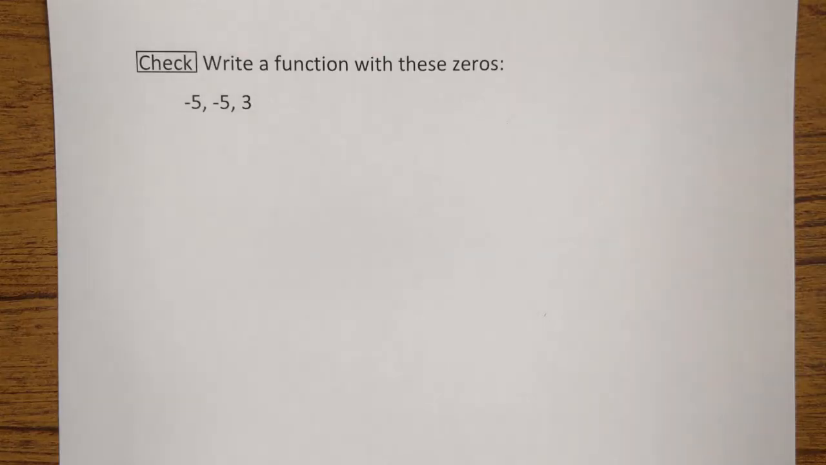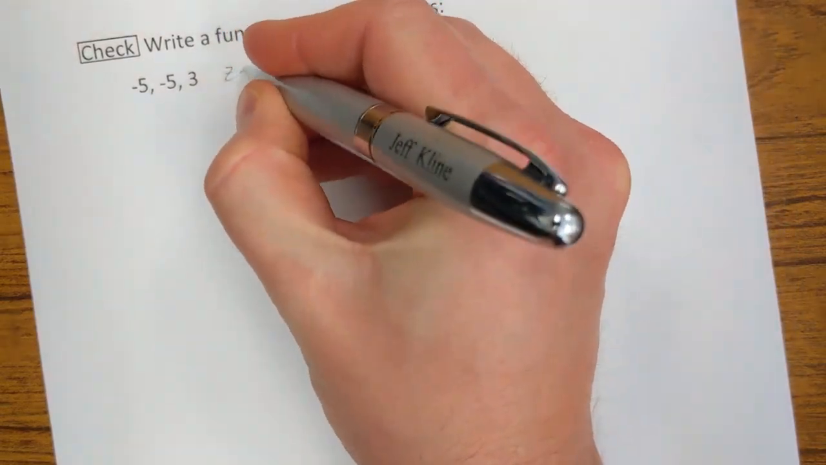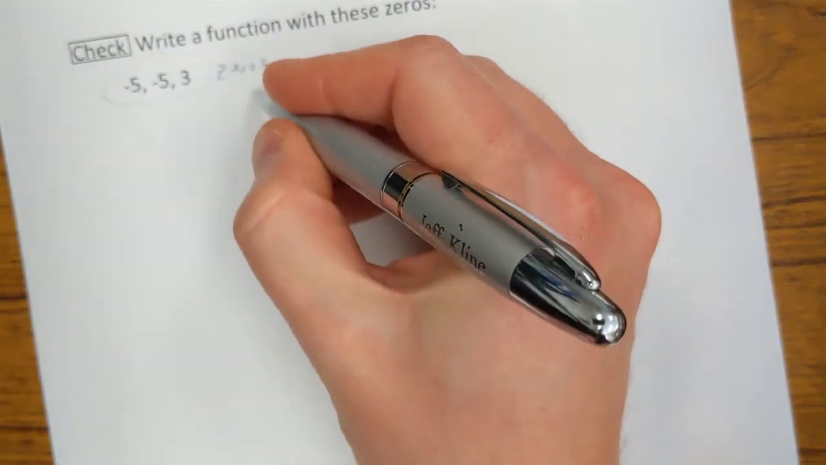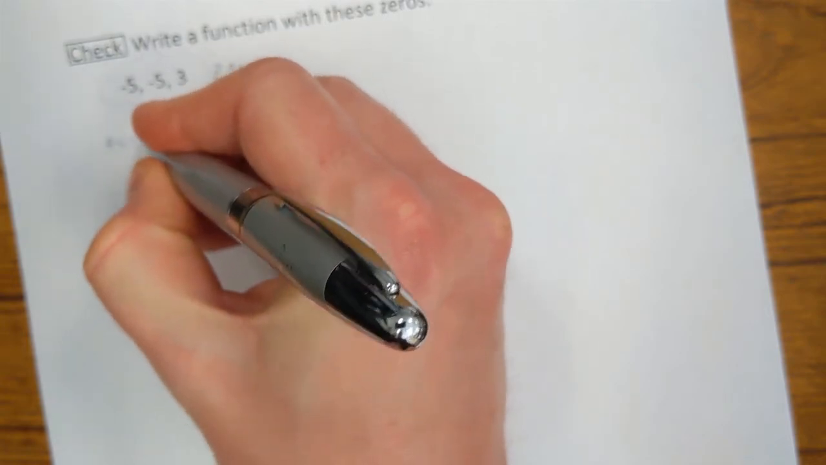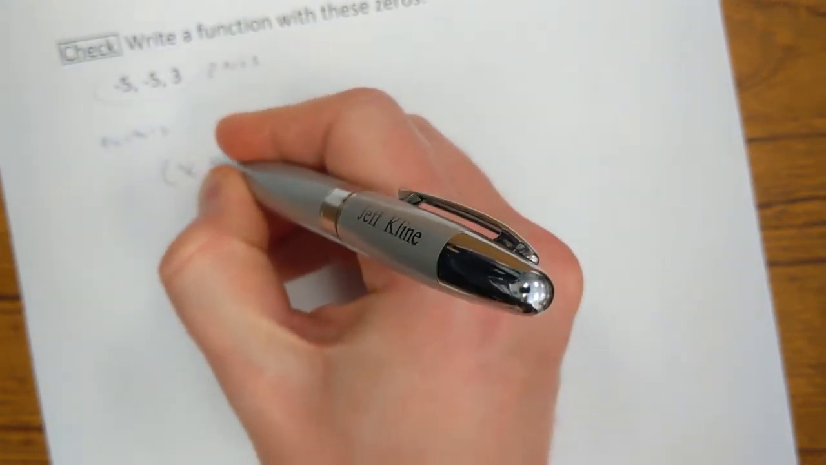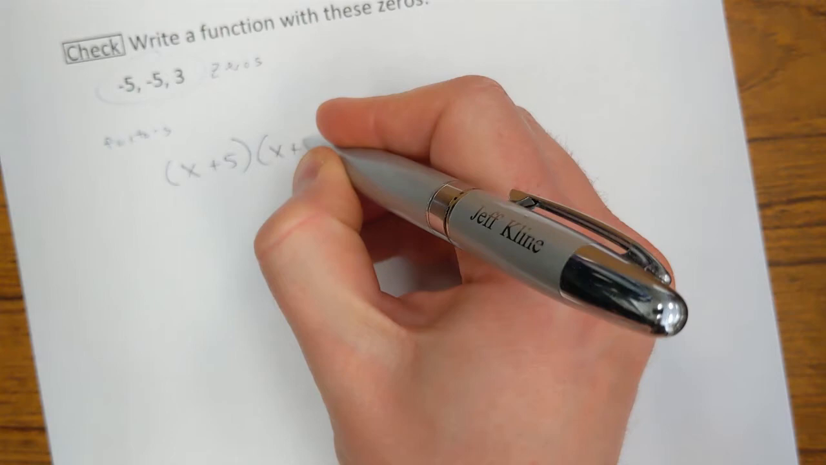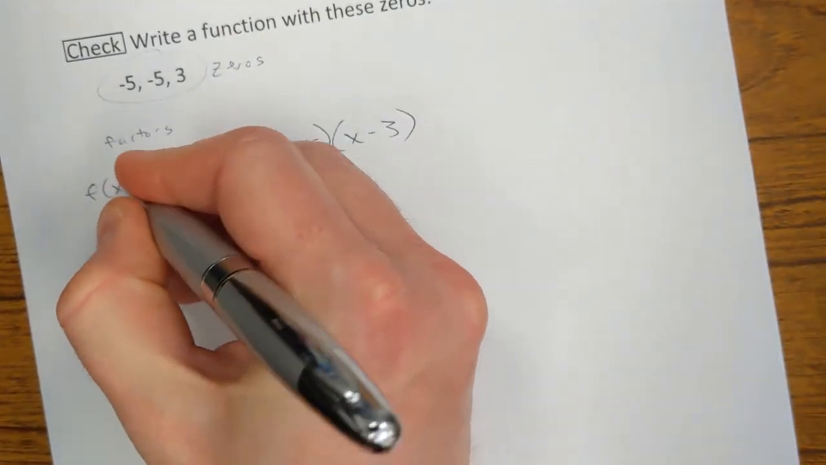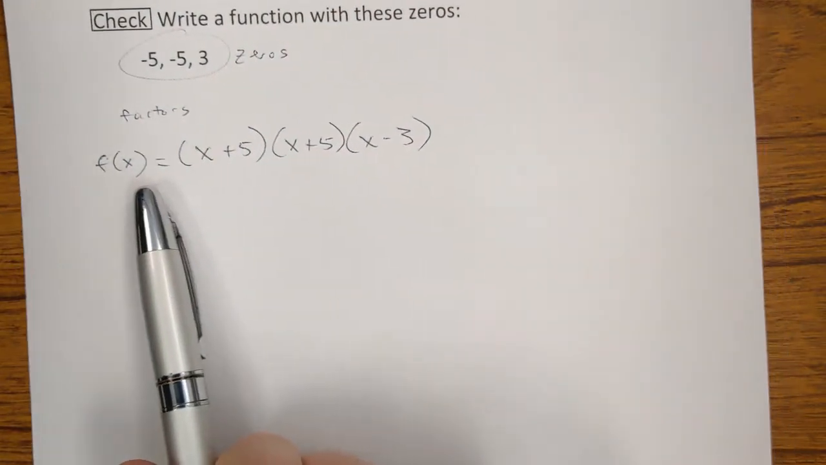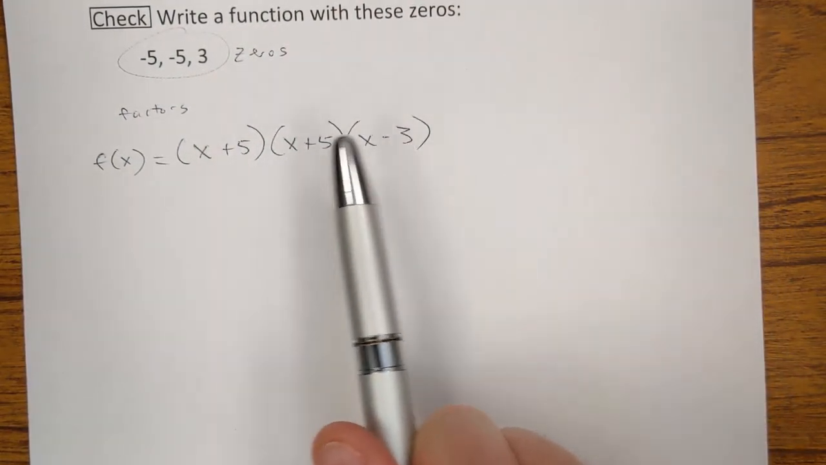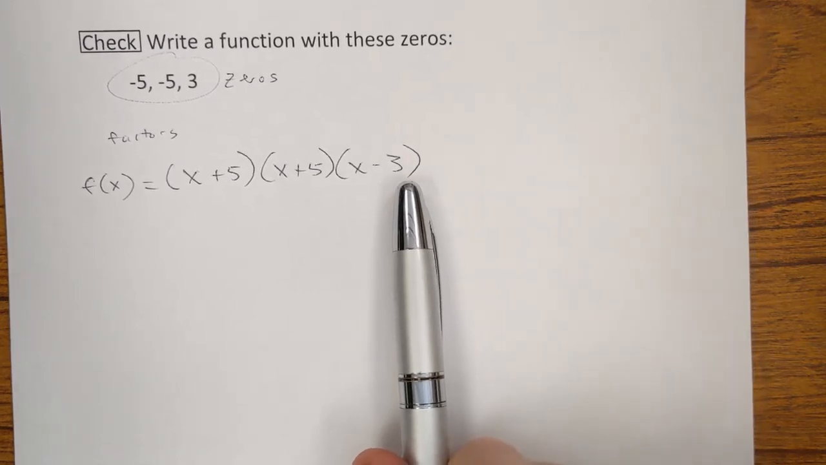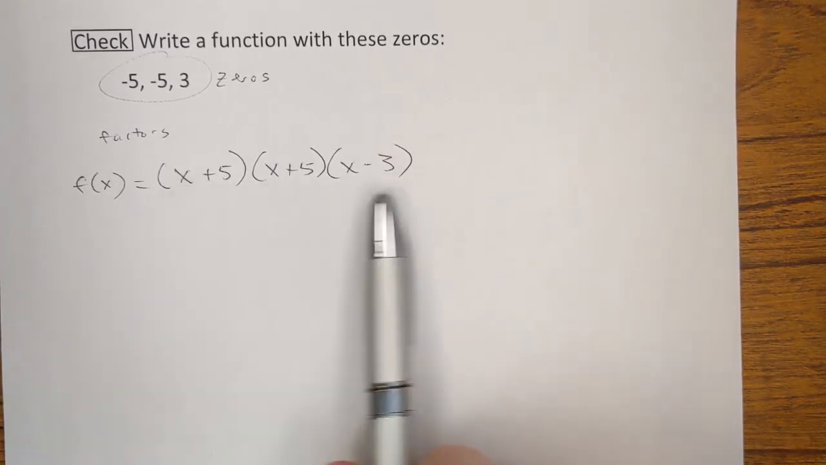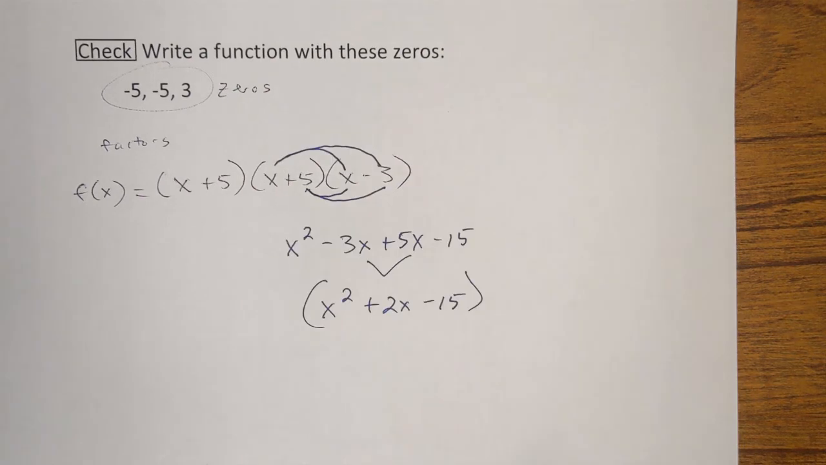And let's throw in a check problem for you to try on your own. Write a function with these zeros. If these are my zeros, then my factors would in essence be the opposite: x plus 5, x plus 5, x minus 3. All right, go ahead. I want you to try this on your own. Try multiplying all 3 of these together, and let's see what answer you get. Go ahead and hit pause, give this a shot, and then we'll go over the answers.